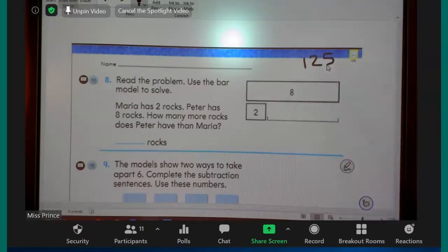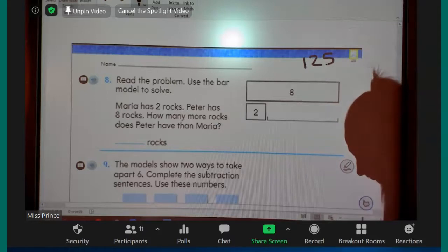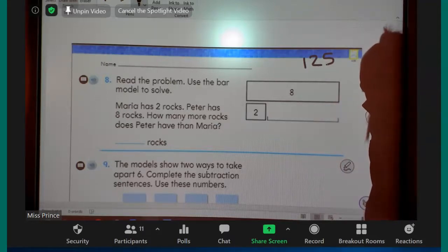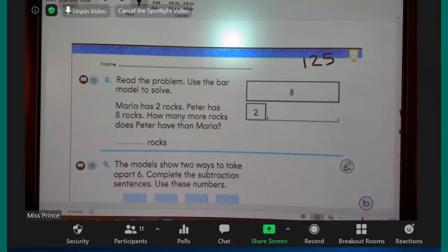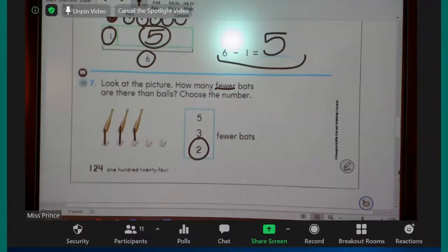125. Look at the bottom of your page. Make sure it's on the same page. All right. Okay, Kieran, I'm going to give you time to go back and look at it, okay? Make sure we stay on task, Kieran.